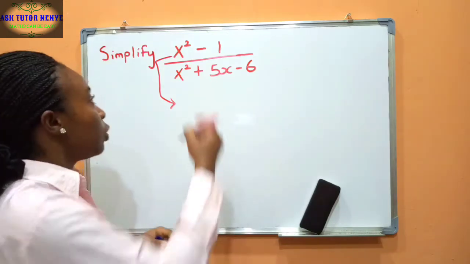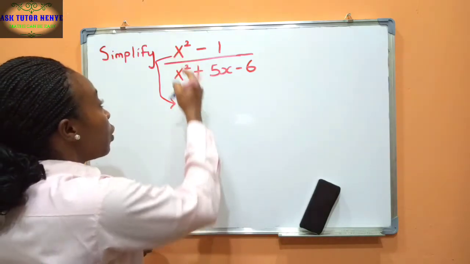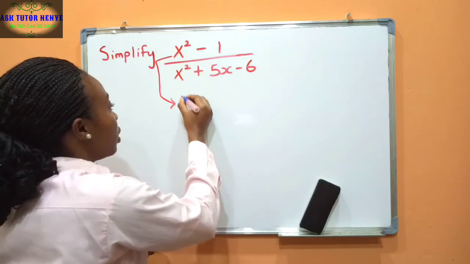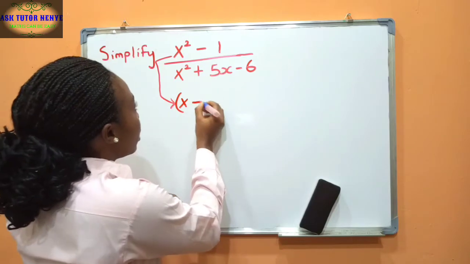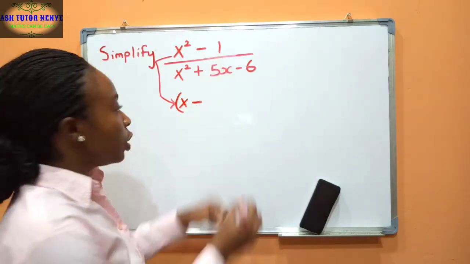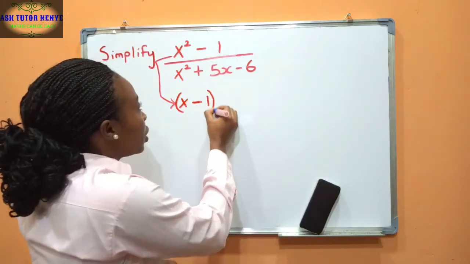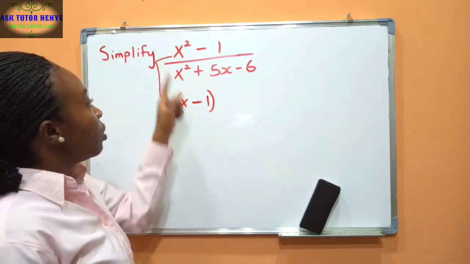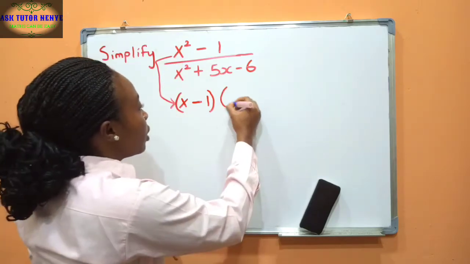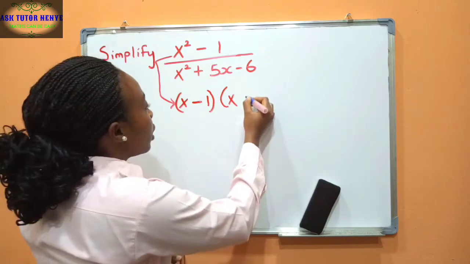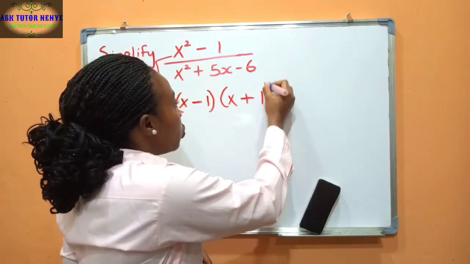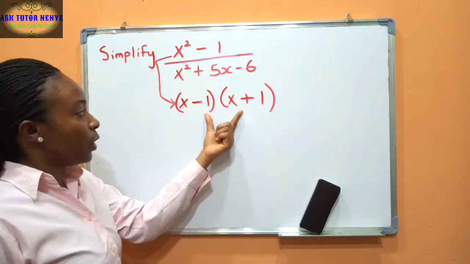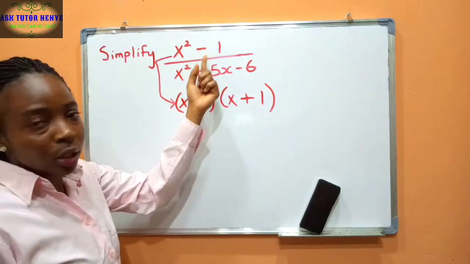In using that, we're going to find the square root of x squared. We have x, and then we introduce a minus sign here. And then what's the square root of 1? It's 1. Then we close the bracket. Then, of course, we have x again, and then the square root of 1, but this time we introduce a positive sign, and then we write 1. So that by the time you expand this, you're still going to get the same expression.